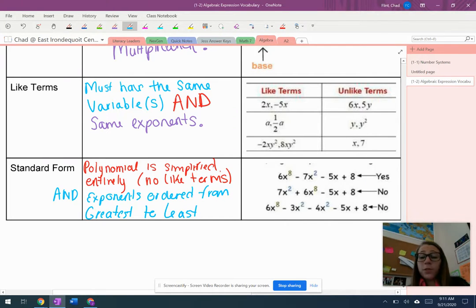So in our examples, you can see yes is the example of one in standard form because the exponents go 8, 2, 1, and then none. This guy's not because the exponents are not ordered from greatest to least. 2 is first and then the 8, and that's not from greatest to least. This third example here is not in standard form because there are like terms that can be simplified still, those x squared pieces can be combined.